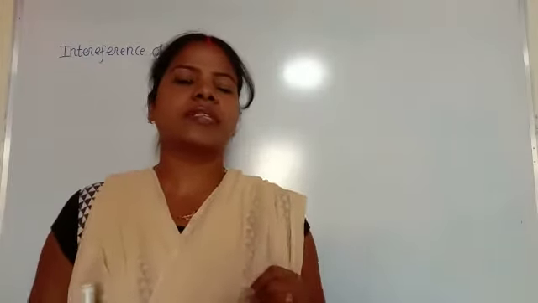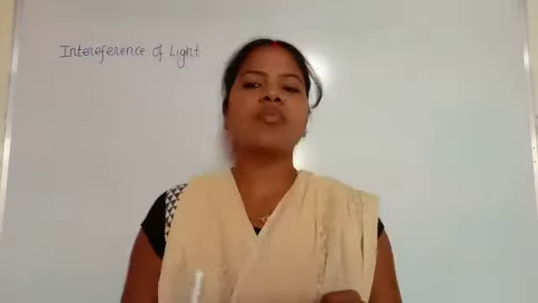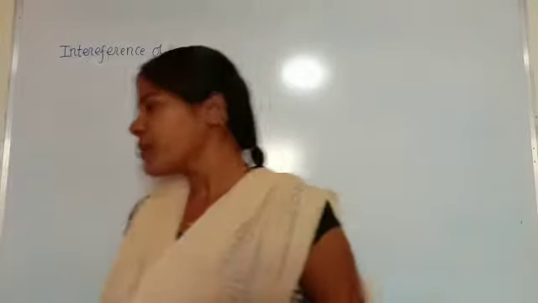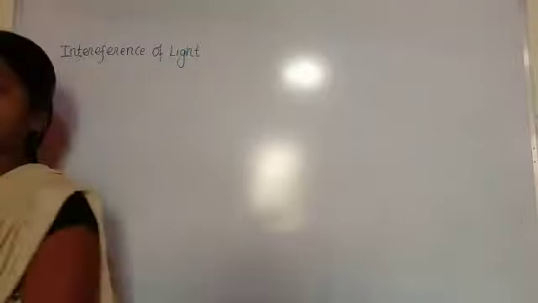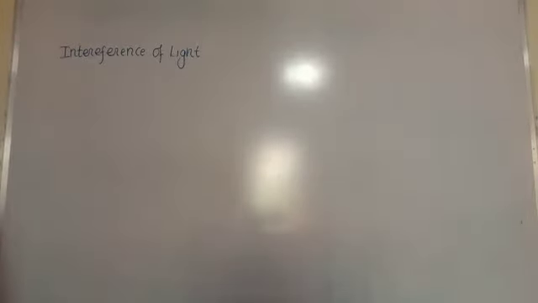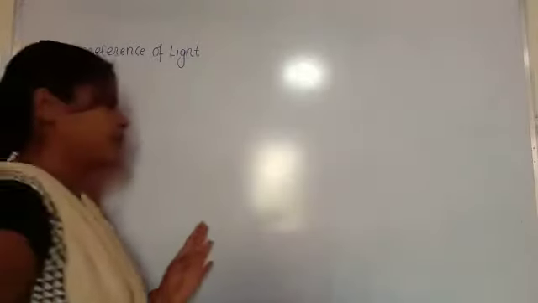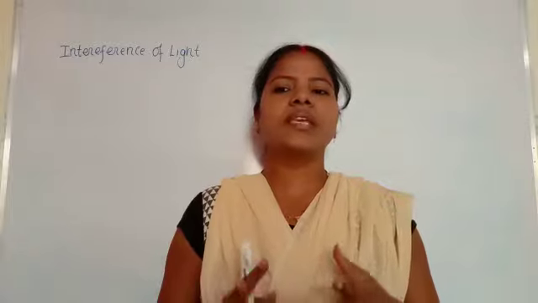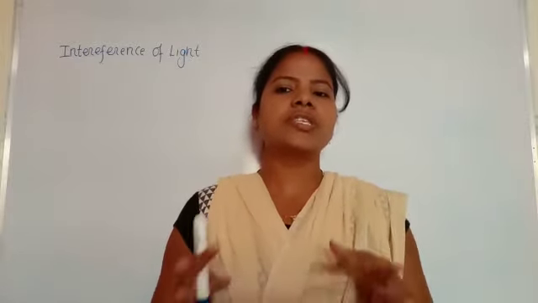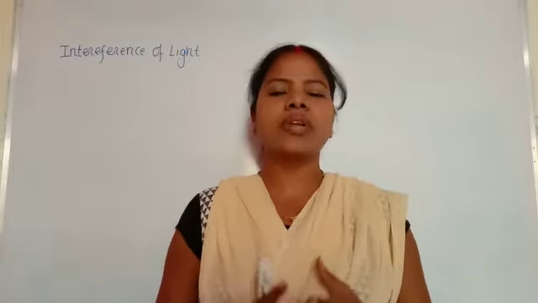What is interference? We already know that light is a form of wave motion. Light is always in wave motion, and these waves are transverse in nature. So when a single source of light, any light, gives out energy, it is distributed uniformly in the surrounding medium.